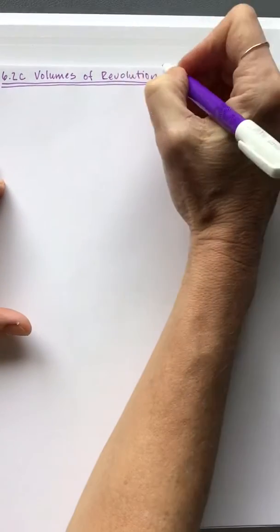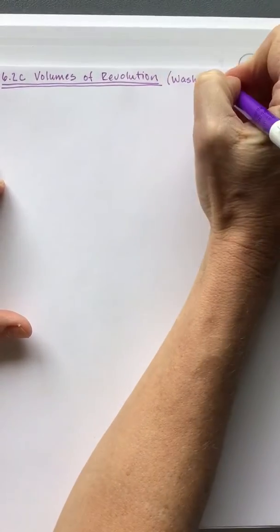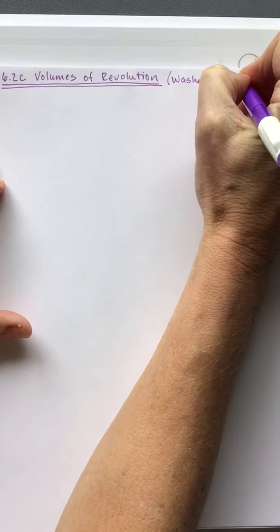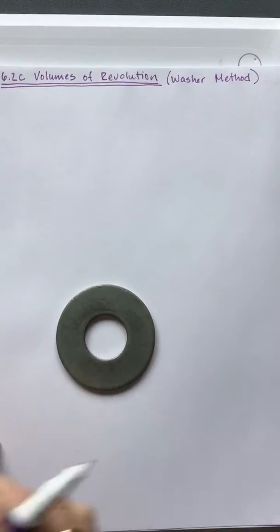We're gonna do volumes of revolution, and this is called the washer method. So not like your dishwasher, or your clothes washer, or your car washer, a washer like this.